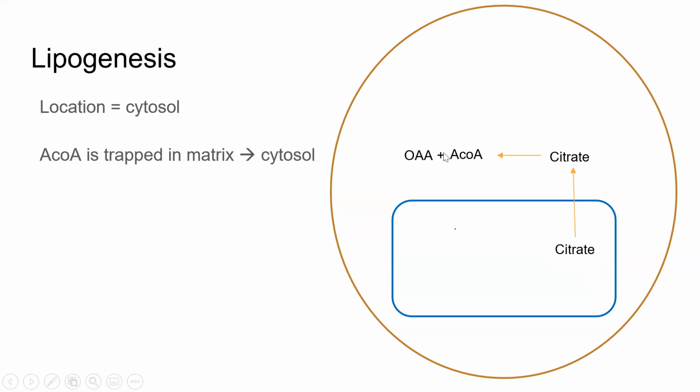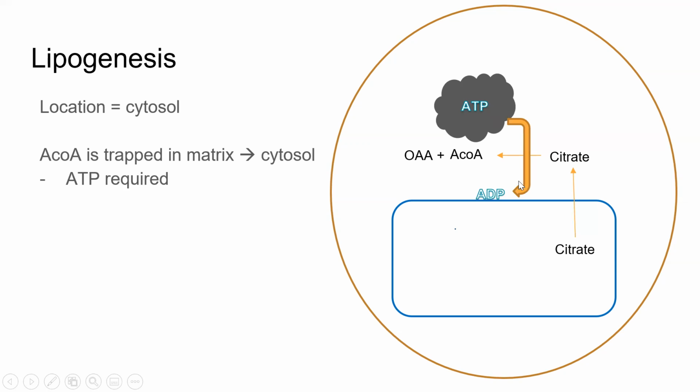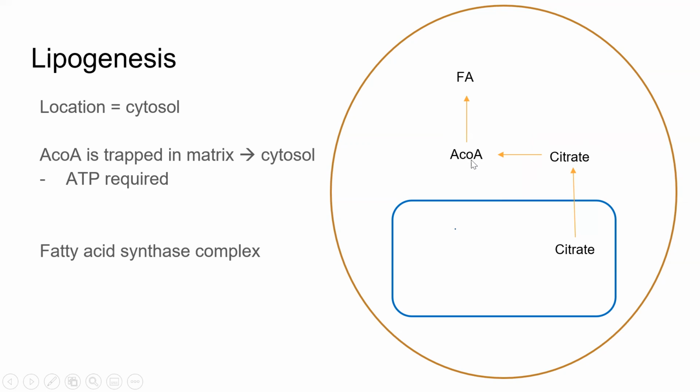Right? So this acetyl-CoA, we already talked about how that is the building block of fatty acids. Now, this step does require ATP, so we're going to have to put in energy in order to get citrate to break into OAA and acetyl-CoA. And then we continue to add on these acetyl-CoAs. It goes to malonyl-CoA and then so on to make palmitic acid using the fatty acid synthase complex.